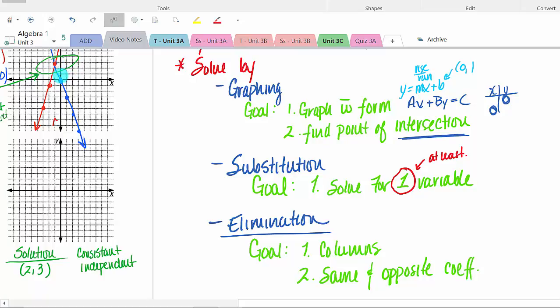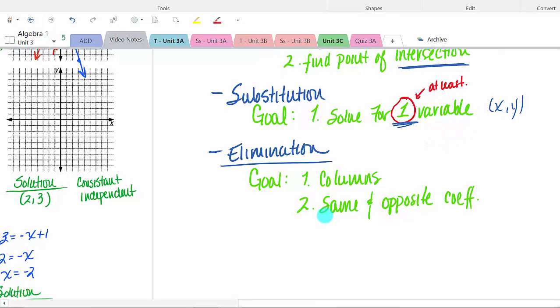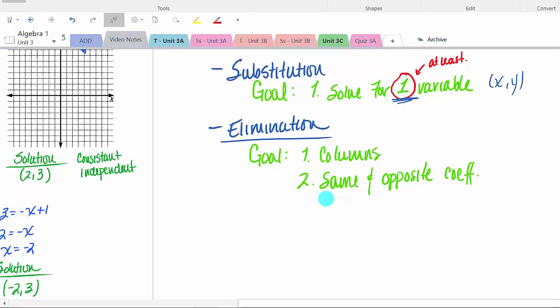All right, if we're in substitution, what's our goal for substitution? Because we've got to find those coordinate points. We've got to find that x and y or whatever the coordinates happen to be. Well, in that one, we want to make sure that there's at least one variable solved for in the two equations. You can have more, you can have both of them solved for, but it doesn't help you anymore to have that. We just need one variable that we're going to solve for, plug it in from one equation into the other one.